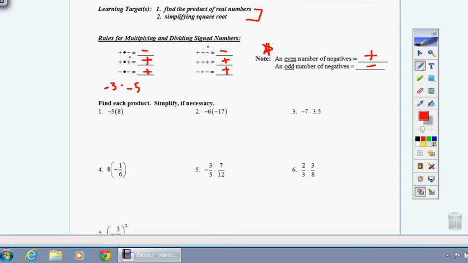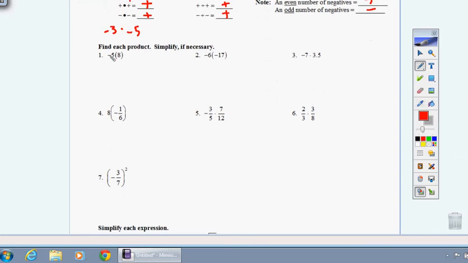Okay, so let's do some problems here. We're finding each product. Well, what's negative 5 times 8? Take the negative out for a second and just think back to when you learned how to multiply. What is 5 times 8? Well, 5 times 8 is going to give me 40. But I know I have a negative times a positive, so it's going to be negative 40.